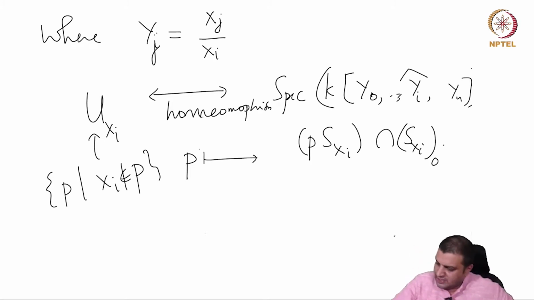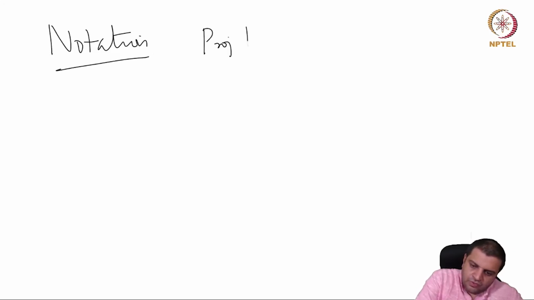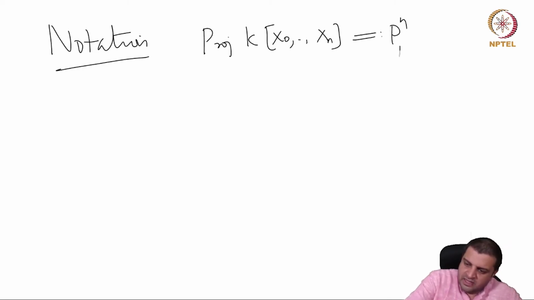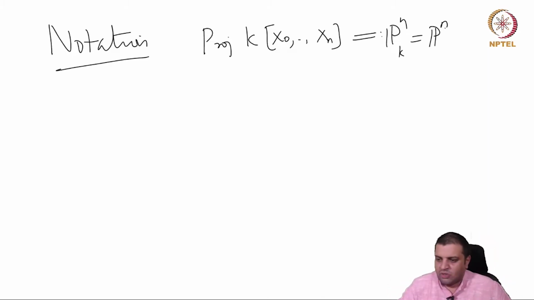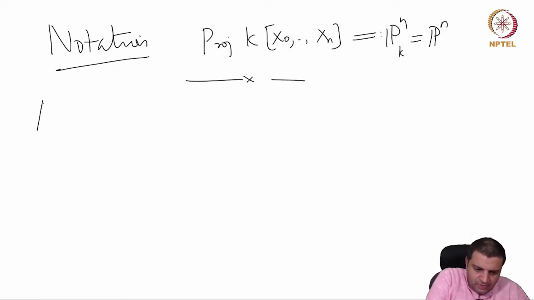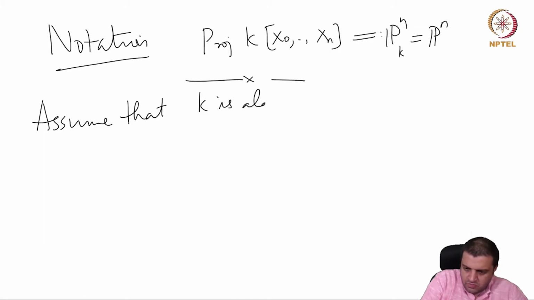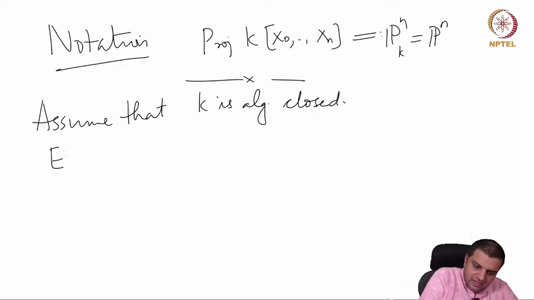We'll use that fact perhaps without any further explanation. So, notation: Proj of a polynomial ring in n plus 1 variables will be denoted Pn over k, and we'll just call it Pn, since we are not going to work with multiple fields. Now, to get some geometric intuition, assume the case k algebraically closed.